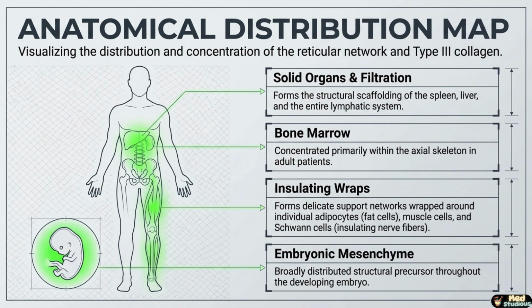It also has a role in microarchitecture, acting as insulating wraps. It forms delicate microscopic support networks that wrap around individual fat cells, muscle cells, and even Schwann cells, which insulate your delicate nerve fibers. Finally, as we just mentioned, it is a broadly distributed structural precursor in the form of embryonic mesenchyme, laying the groundwork throughout the developing fetus long before adult organs fully form.